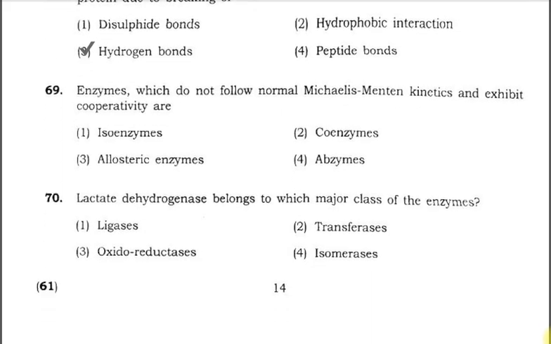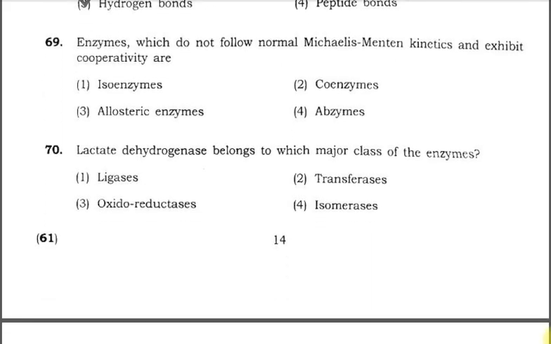Question number 69. Enzymes which do not follow normal Michaelis-Menten kinetics and exhibit cooperativity are: 1, isoenzymes, 2, coenzymes, 3, allosteric enzymes, 4, apoenzymes. The correct answer is option 3, allosteric enzymes. Examples of allosteric enzymes are glycogen phosphorylase and phosphofructokinase.